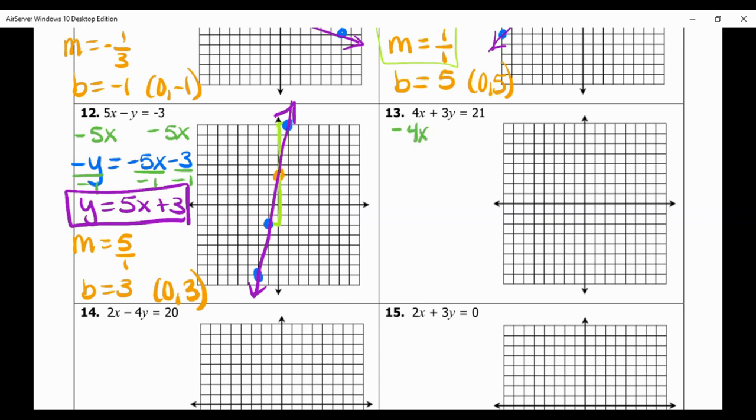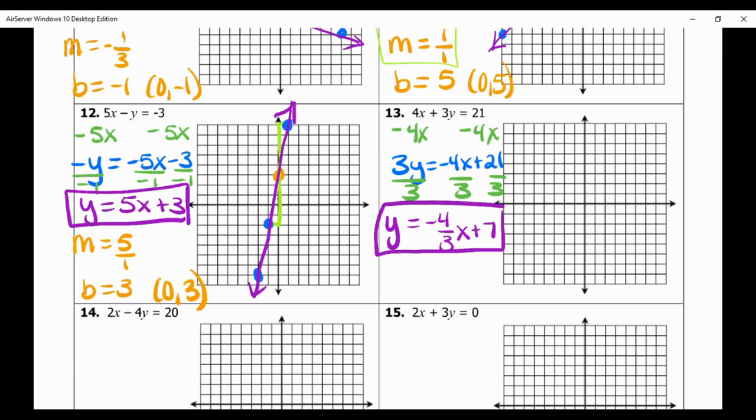Positive 4x, so we want to subtract it from both sides. Divide all 3 terms by the y coefficient. Simplify and write in slope-intercept form. Making the slope of the line negative 4/3. And the y-intercept is positive 7.